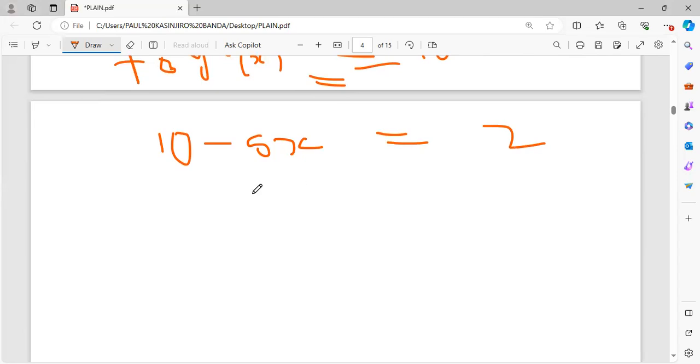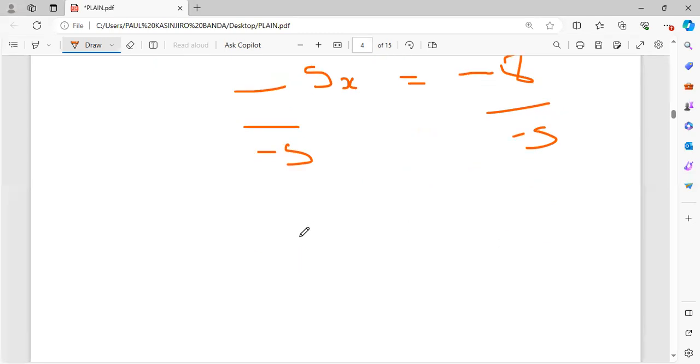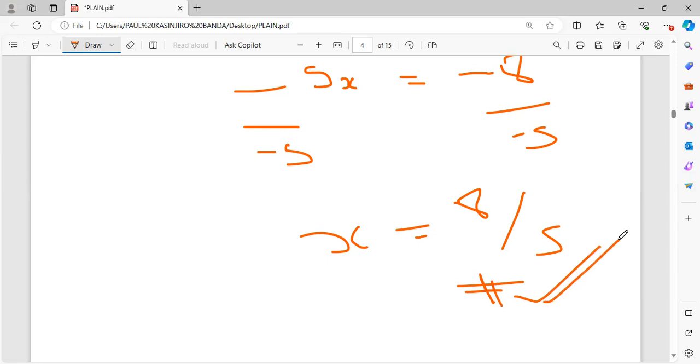So how do you solve this? Like terms together. So minus 5x will remain there, is equal to 2 minus 10. It means we have minus 5x is equal to 2 minus 10, to just be minus 8. Then divide by minus 5 here and there. So our x just becomes equal to 8 over 5. Okay, so there is our answer. We are done with that question.